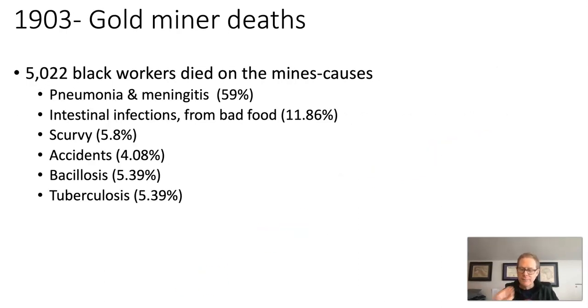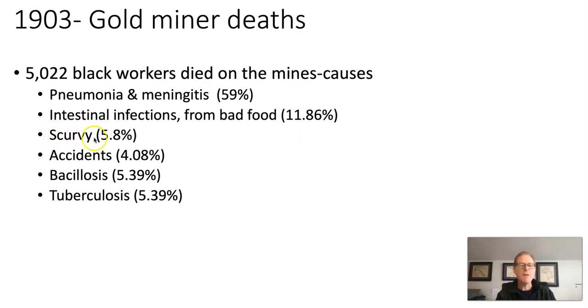Now, however, it's not all roses here. The mining, and especially this kind of mining operation, is extremely dangerous, especially with all the blasting going on. In one year, in the year 1903, you have 5,000 workers who are going to die on the mines. Okay, 59% of them from pneumonia and meningitis. 12% almost from intestinal infections, mostly from bad food, because these workers are also going to be kept in closed compounds, right? Where they're not allowed to leave until they fulfill their labor contract. And the housing conditions and the food are going to be almost as bad as the work conditions.